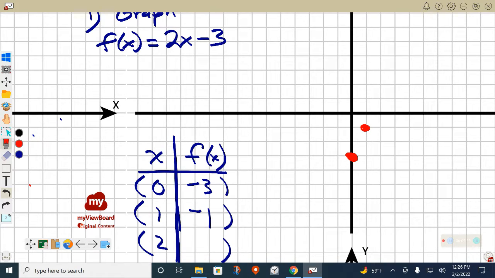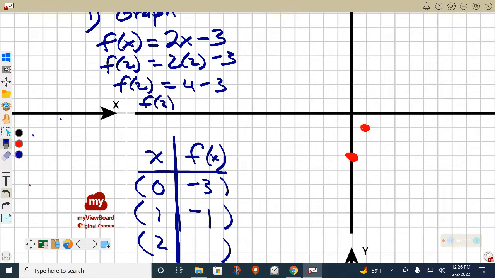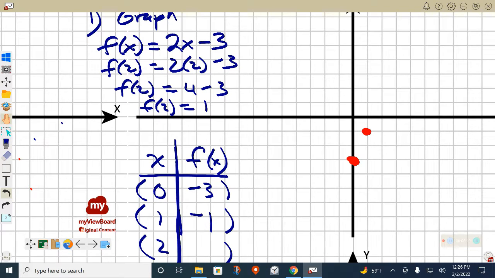Let's find out together. The function at 2 is 2 times 2 minus 3. It's going to be 1. Good. The function at 2 then is 4 minus 3, so the function at 2 is 1. Very nice. Rocking and rolling. 1, so 2, 1. Graph that puppy with me.